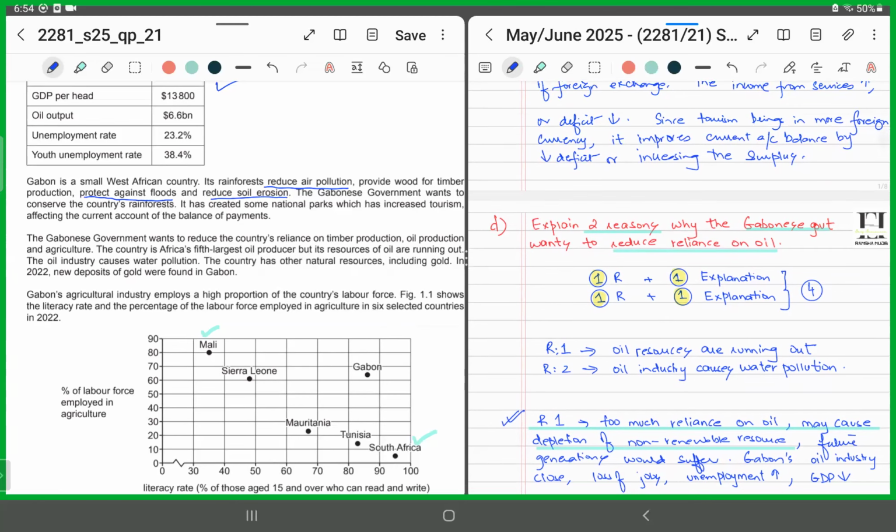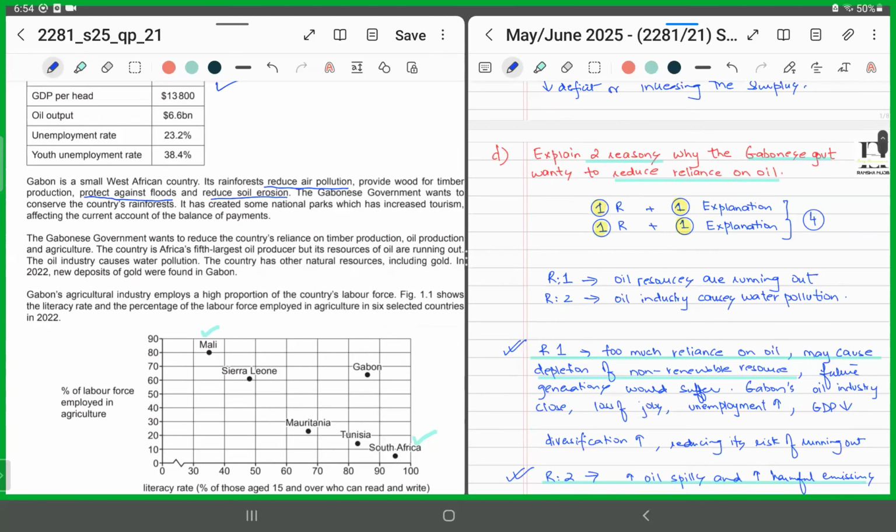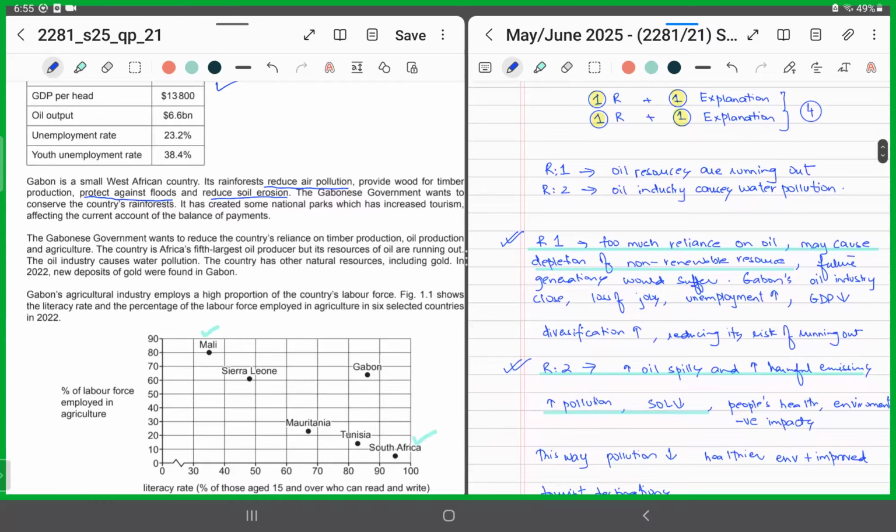So, for reason number 1, you would say that too much reliance on oil may cause depletion of a non-renewable resource. So, future generations would suffer. Gabon's oil industry might close. There would be loss of jobs, unemployment might rise. Its GDP would be falling because there would be a loss of output. As a result, what should the government do? It should try to diversify and reduce its dependency on the oil production industry, thereby reducing the risk of running out of this natural resource.